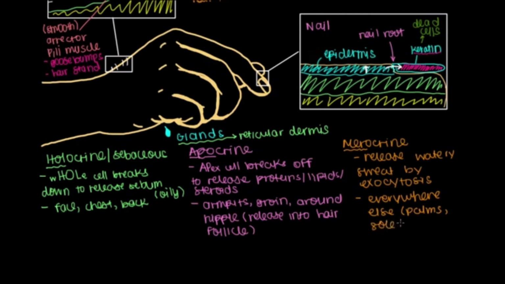Now, what are the functions of these three glands? Your holocrine, your apocrine, and your merocrine. Your holocrine actually lubricates the skin, and in doing so, it slows bacterial growth by restricting movement of your bacteria.